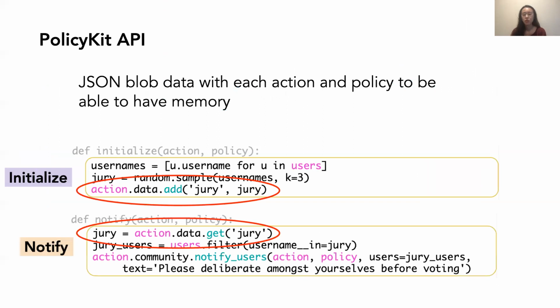So the code that users are writing in the policies is Python. And as can be seen, we provide some functions for policy authors as part of our PolicyKit API. So there are more details in the paper, and we also have some API documentation. But one example of something that we do provide is a JSON blob associated with each action and policy to allow policy authors to be able to store and retrieve data. So as an example, in the jury case, we stored information about the jury members for each action.